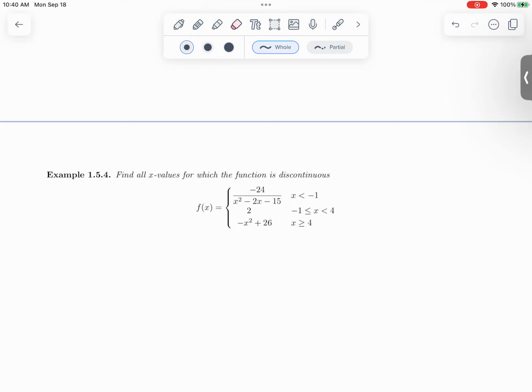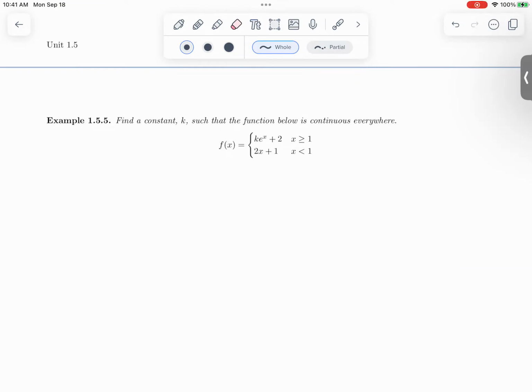So find a constant k such that the function below is continuous everywhere. f of x is equal to k e to the x plus 2 when x is greater than or equal to 1, and 2x plus 1 when x is less than 1. So the issue there, what do I need to do?